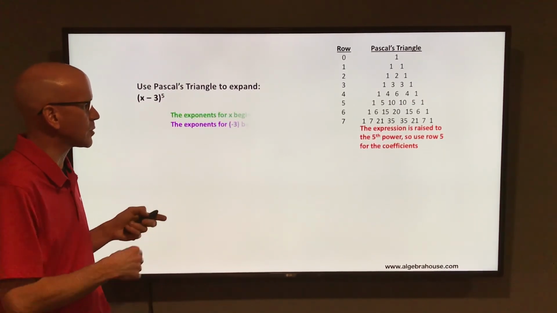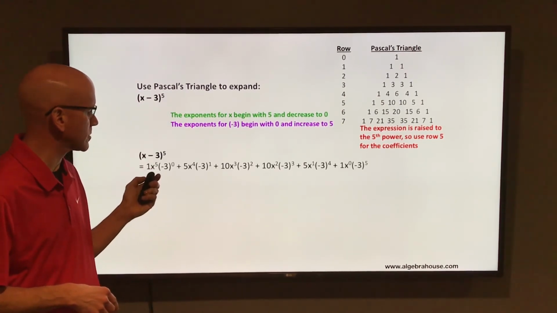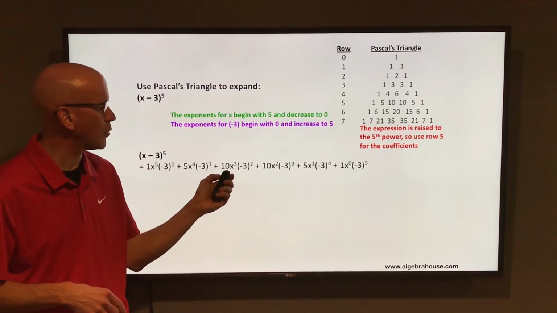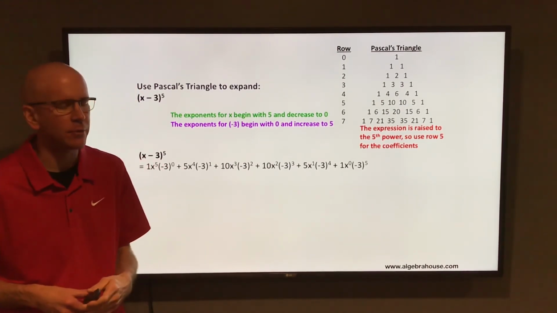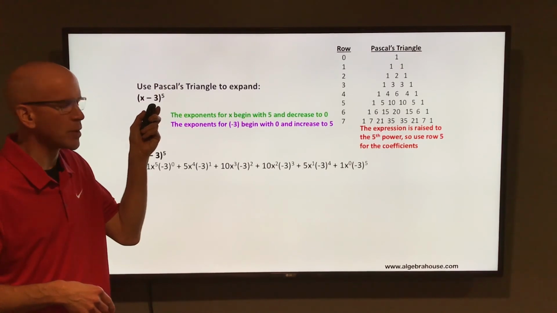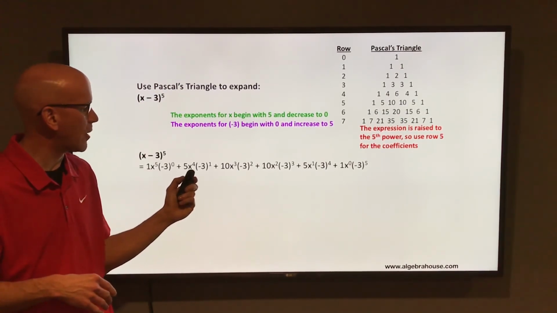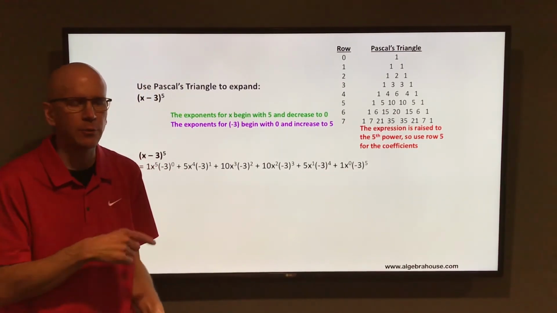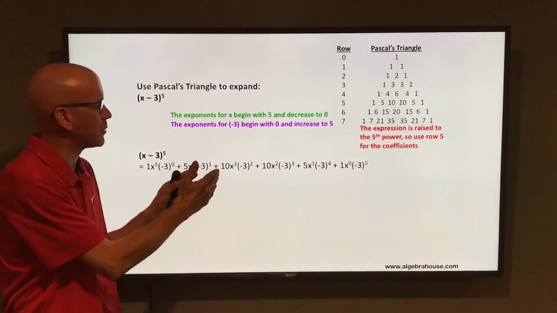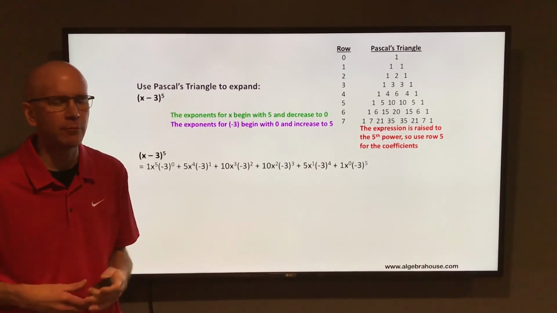So space out those coefficients, and then you're going to start the x off to the 5th power, then x to the 4th, x to the 3rd, and you work your way down to x to the 0 on that last term. Then start the negative 3 off, the negative sign and the 3, start the negative 3 off to the 0 power, and then you work your way up to negative 3 to the 5th. A quick check of your exponents: make sure each pair of exponents on the term add up to that main exponent of 5, which they do.